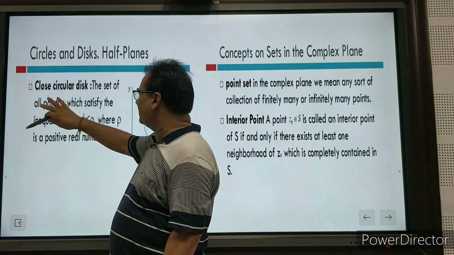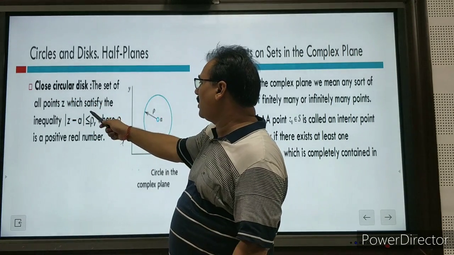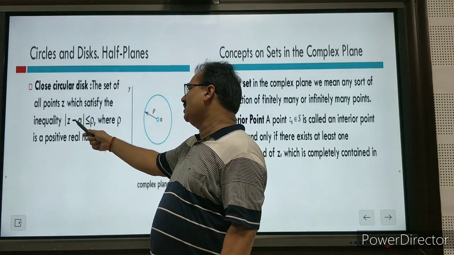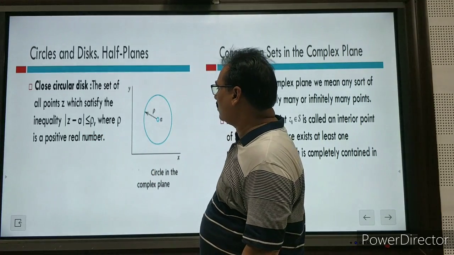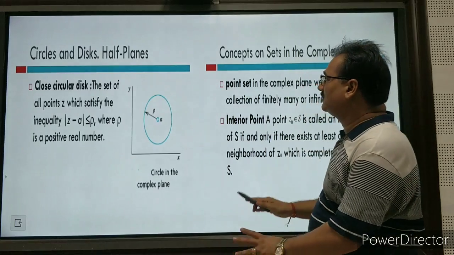This is the same in another interpretation. We can write: what is the closed circular disk? The set of all points z that satisfy the inequality |z - a| ≤ rho, where rho is a positive real number, is called the closed circular disk.